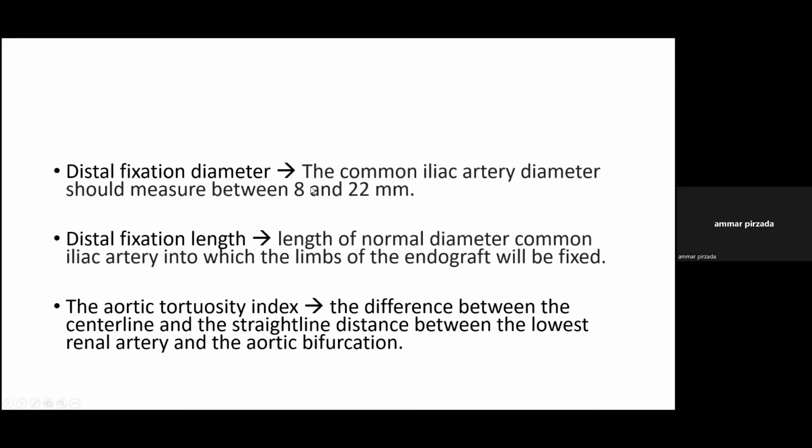Lastly, aortic tortuosity index. It is the difference between the center line and the straight line distance between the lowest renal artery and the aortic bifurcation. So there's a distance between the center line and the straight line. Straight line is the anatomical configuration on imaging, the normal lie that we see on the CT scan. So the distance that can be calculated between the lowest renal artery and the aortic bifurcation would be the straight line. However, the center line is again the flow axis that is a normal part of both of these areas, the aortic bifurcation and lowest renal artery. So the difference between these two, the flow axis and the straight line distance, is known as the aortic tortuosity index.